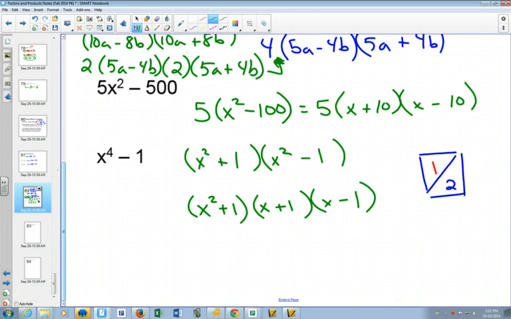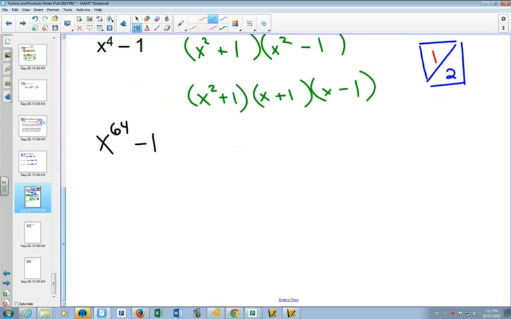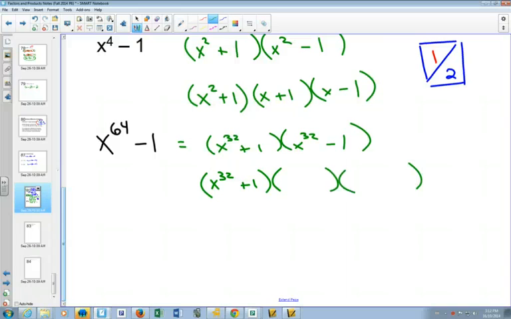If I wanted to be really crazy, I could put a big number here, like 64. Because watch what happens with this one. 64 would be 32 and 32. That makes 64. Plus 1 minus 1. Second one's a difference of squares. So then you'd have x to the 32 plus 1, because that one can't be done anymore. But this one could be x to the 16 and x to the 16, plus 1 minus 1. Are we done? No, you could keep going.